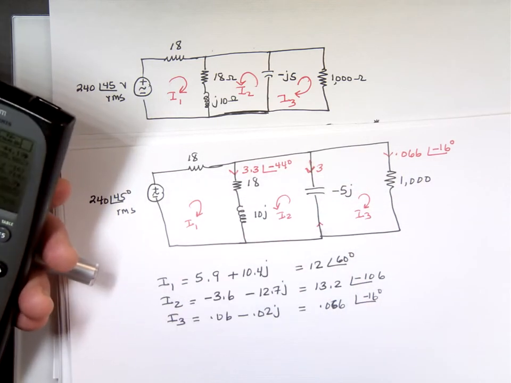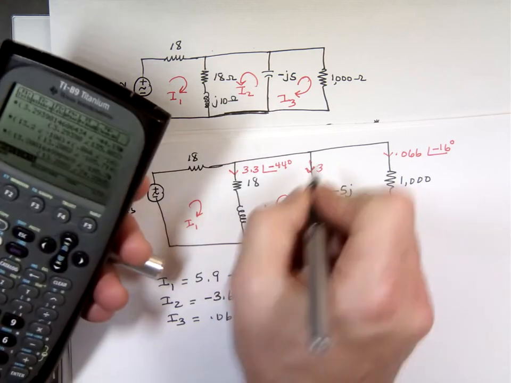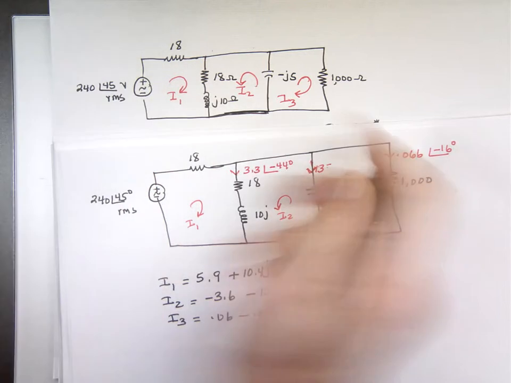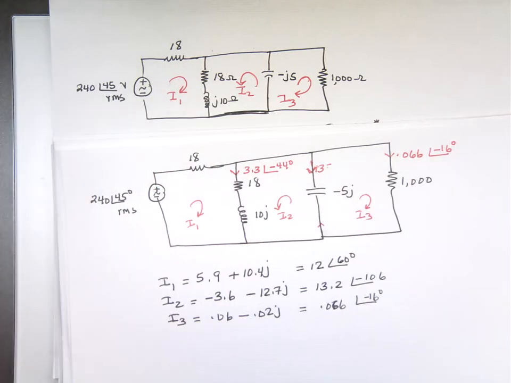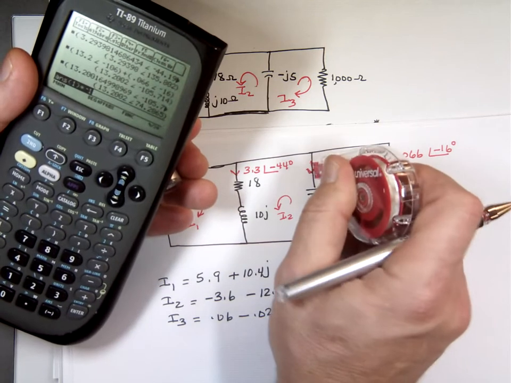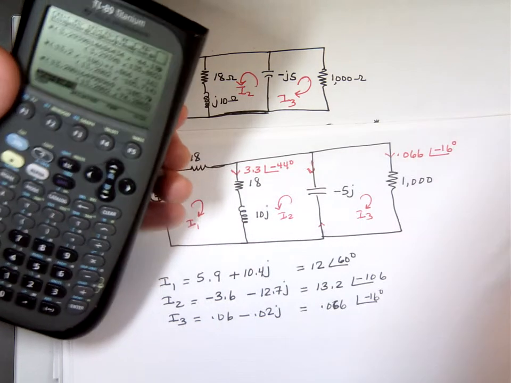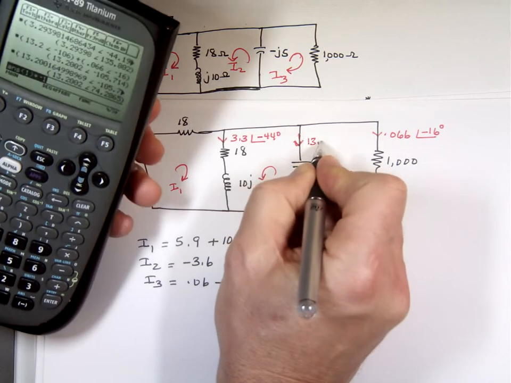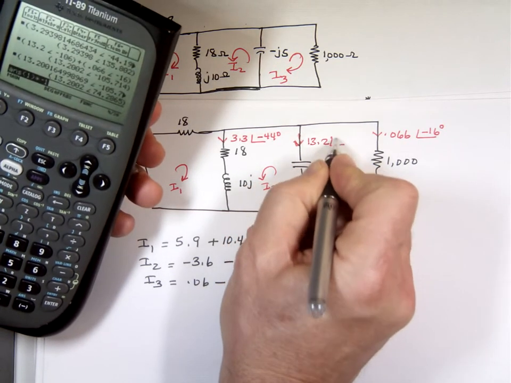And I get 13.2. Can you see that 13.2? Does it look like 13.2? That current here coming down is 13.2 angle 74. Is that what you got?